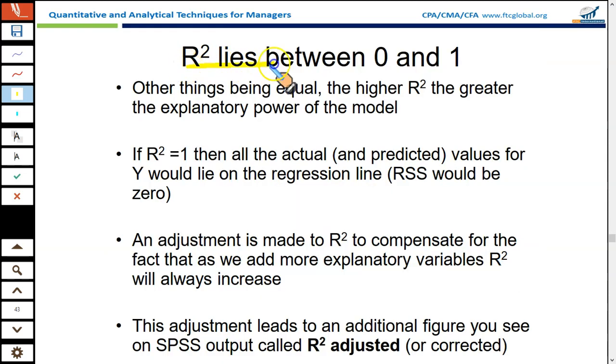R square lies between 0 and 1. We discussed this already. Other things being equal, the higher the R square, the greater the explanatory power of the model. I gave you the example of advertisement and sales. If R square is 1, then all the actual and predicted values for Y would lie on the regression line. In that case, RSS, the residual sum of squares, would be 0. An adjustment is made to R square to compensate for the fact that as we add more explanatory variables, R square always increases. This adjustment leads to an additional figure you see on SPSS output called R square adjusted. We just saw this a little while ago.